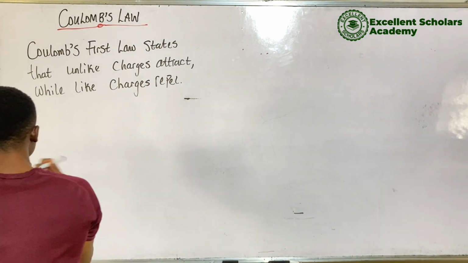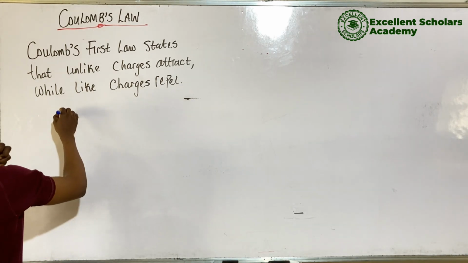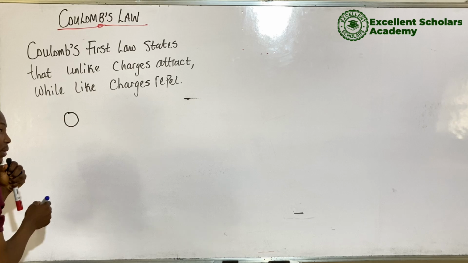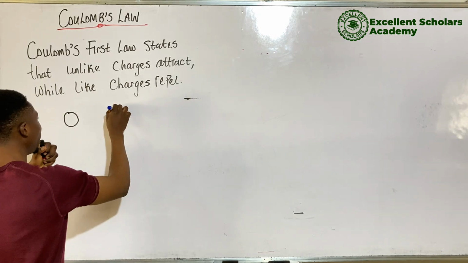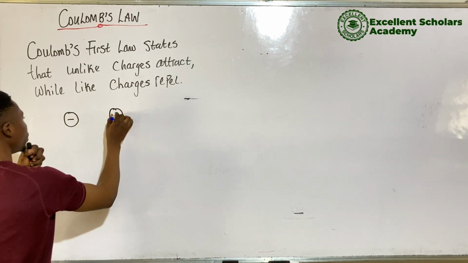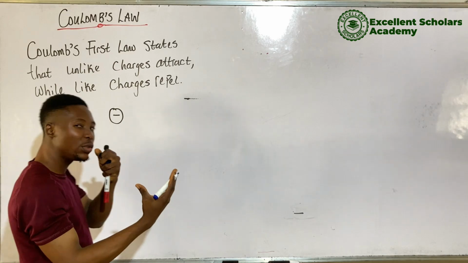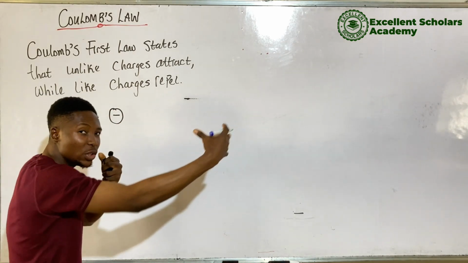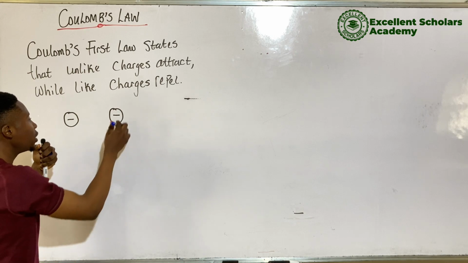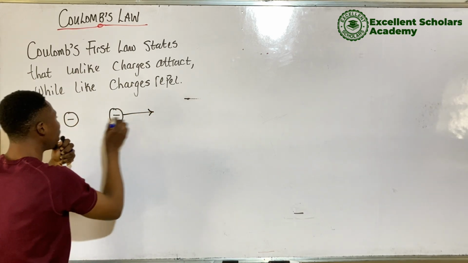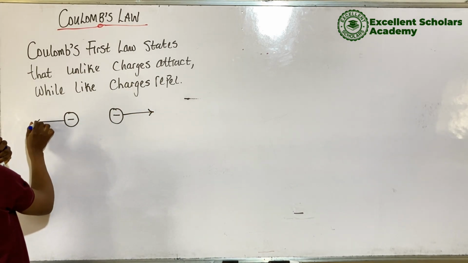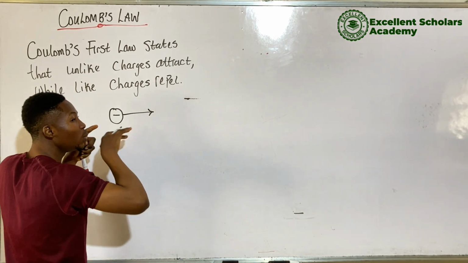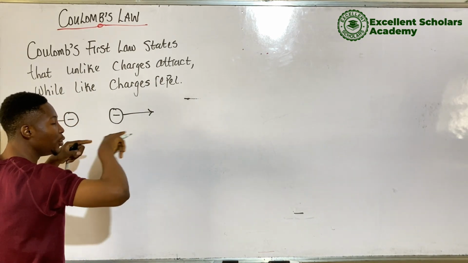For instance, if we have a negative charge and a negative charge, and they try coming together, they're actually going to repel each other. So this will move in this direction, and this charge will also move in this direction. Instead of moving in the same direction, they're going to move in opposite directions, repelling each other.